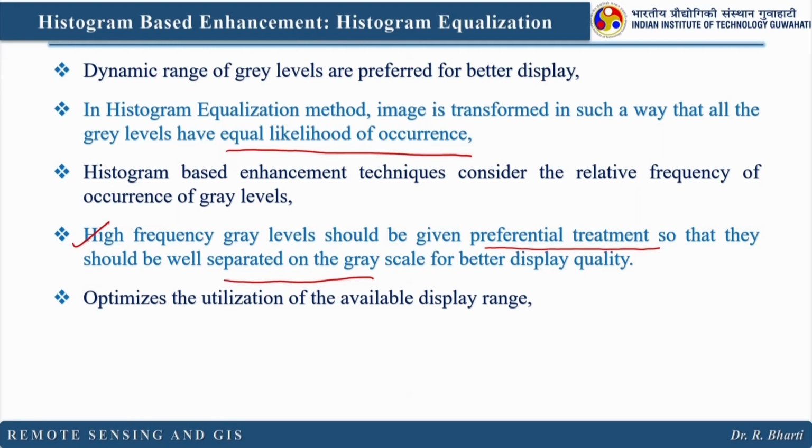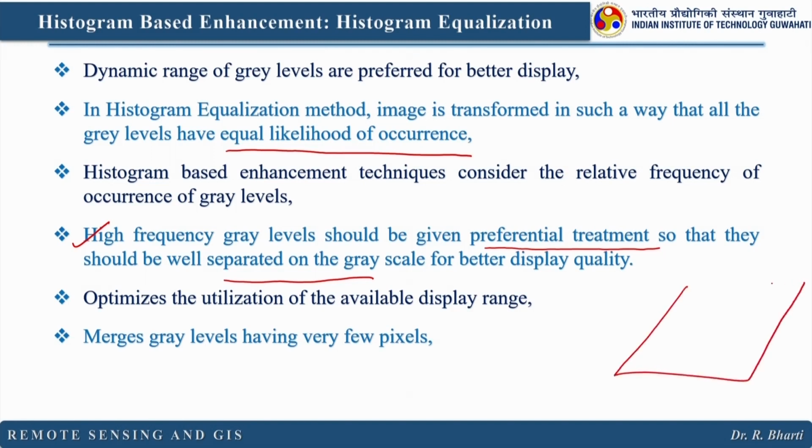It optimizes the utilization of the available display range, so that the whole range 0 to 255 is used in the display, right. And it merges gray labels having very few pixels, because sometimes in your image there are only a few pixels, like a DN number may be 10, and the frequency of this DN number 10 is maybe 4 or 5.